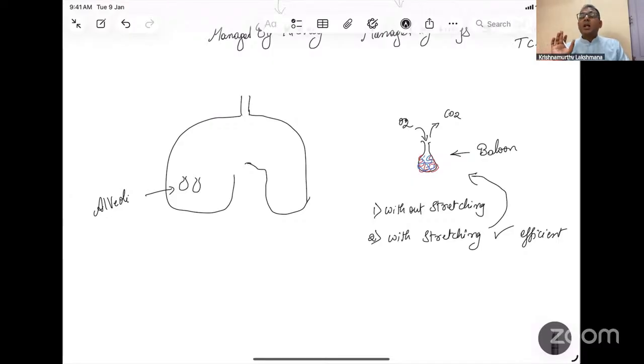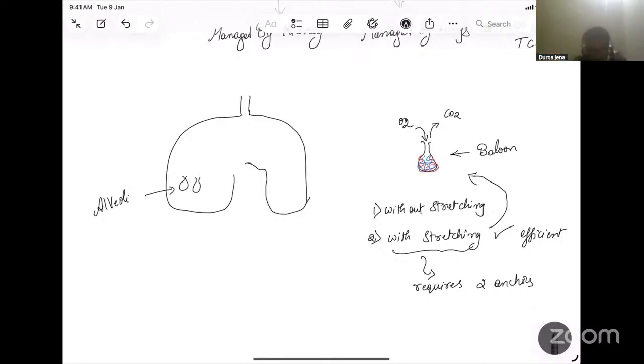Now, if I need to stretch it, I need two anchors, one holding at one end and the other holding at the other end. So if it is with stretching, it requires two anchors. Or can it be done with only one?